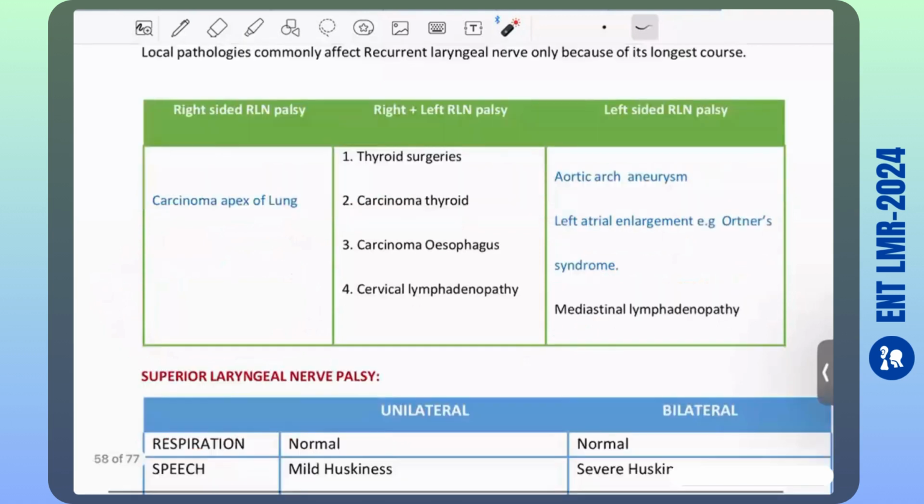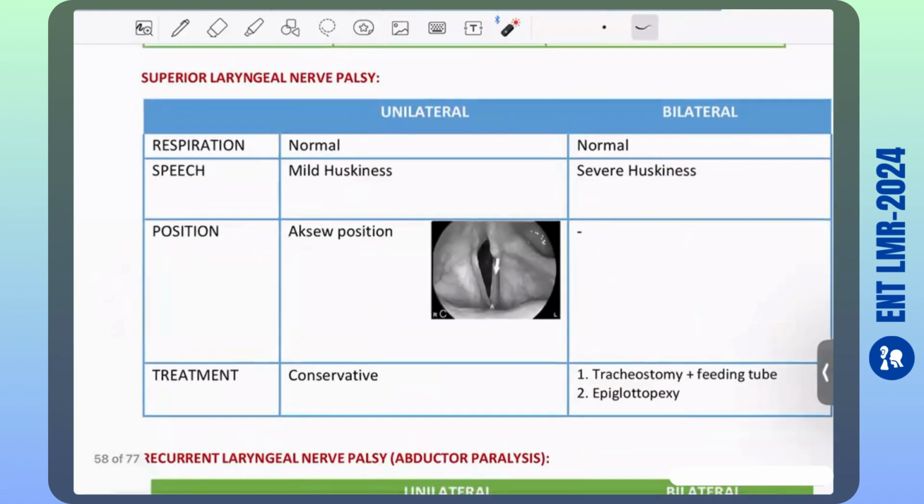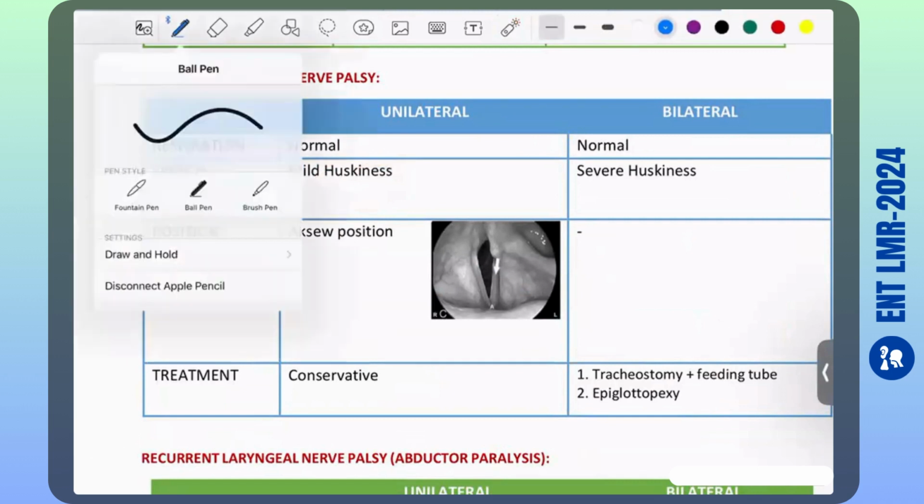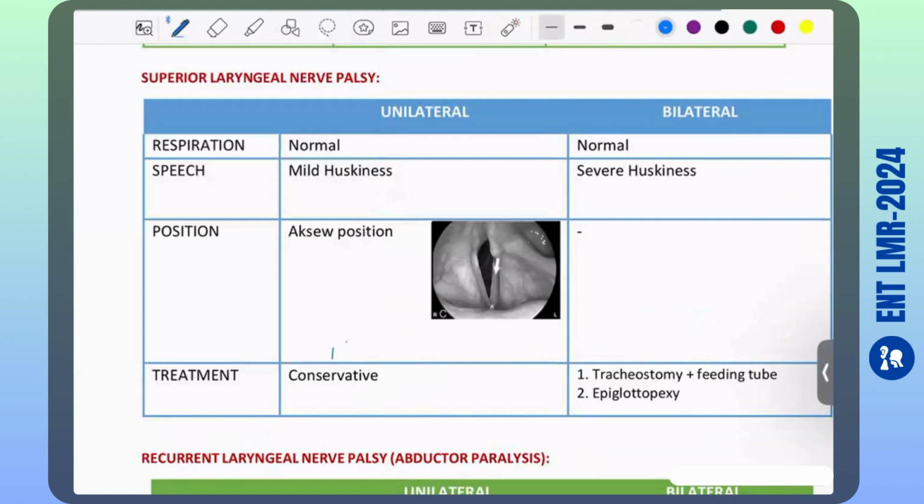These are the causes. So what are the nerve palsies, what are the features, and what are the treatments we can see? In only superior laryngeal palsy, the patient will have only the cricothyroid affected. If the cricothyroid is affected, there will be huskiness of voice. If sensory supply up to the level of the vocal cord is affected, there will be aspiration, mild aspiration.